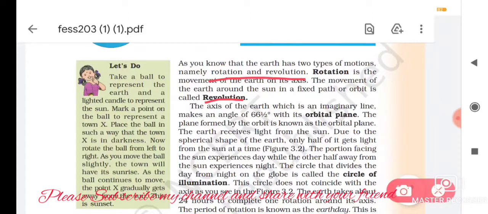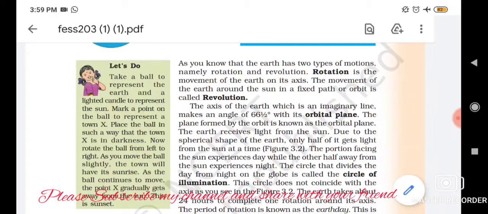Next, what is the orbital plane? We know that the earth is not perpendicular on its axis. It is always tilted at 66.5 degrees. The axis of the earth is an imaginary line that makes an angle of 66.5 degrees, and the plane formed by the orbit is called the orbital plane.